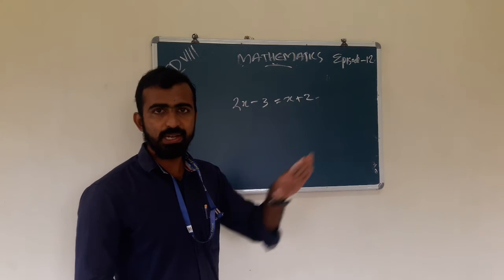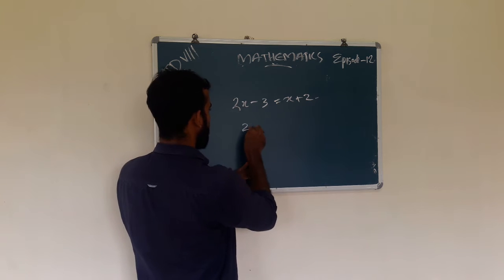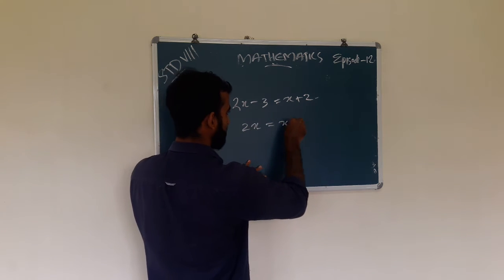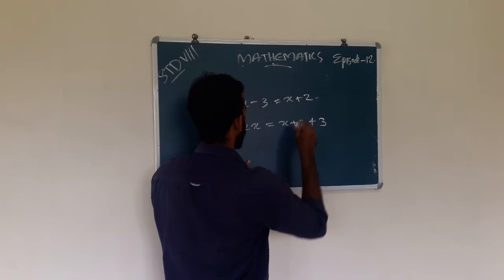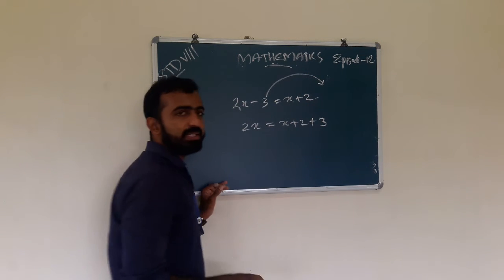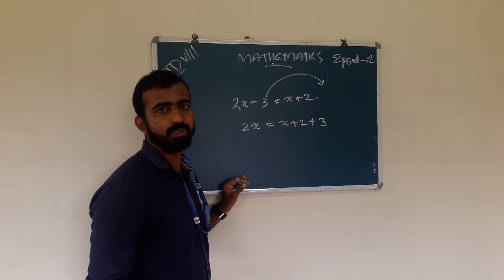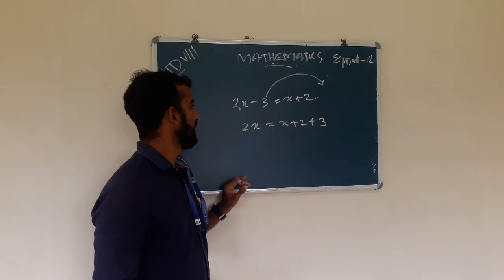The unknown part is on the left side of the equal sign. Here, 2x equals x plus 2 plus 3. That is, 3 is going to the right side.